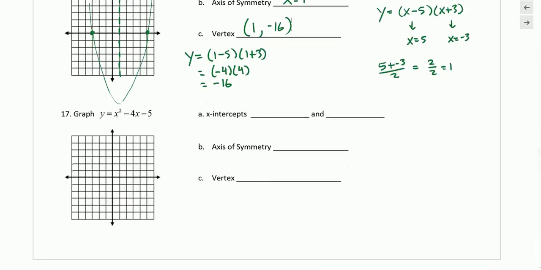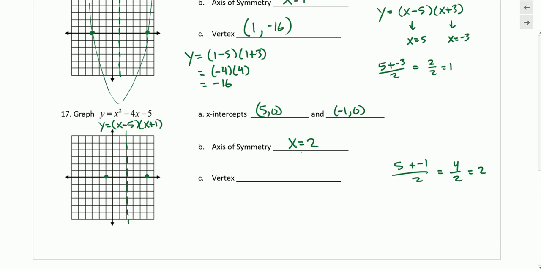17. Again, I'm going to factor this. If it does factor, we end up with y equals (x minus 5) times (x plus 1). So my x-intercepts are at (5, 0) and (-1, 0). If I find the mean of those numbers, 5 plus negative 1 over 2, we get 2. So 2 is my halfway mark. So my axis of symmetry is x equals 2.